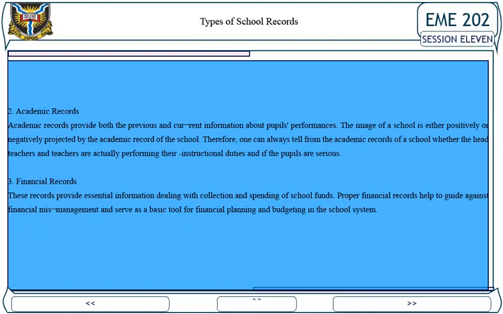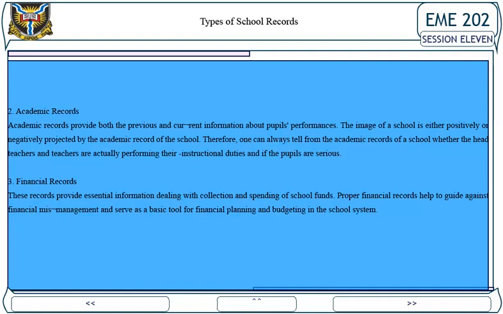2. Academic records. Academic records provide both the previous and current information about pupils' performances. The image of a school is either positively or negatively projected by the academic records of the school. Therefore, one can always tell from the academic records of a school whether the head teachers and teachers are actually performing their instructional duties and if the pupils are serious.